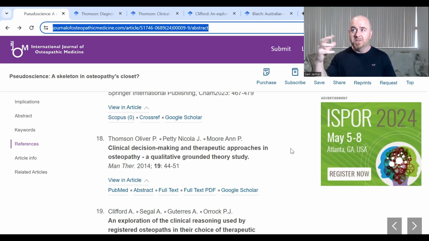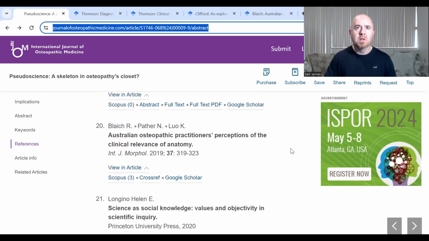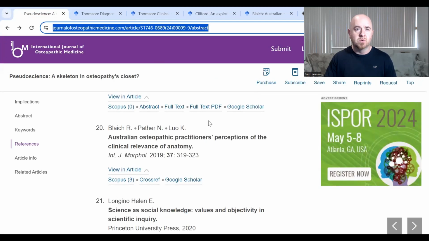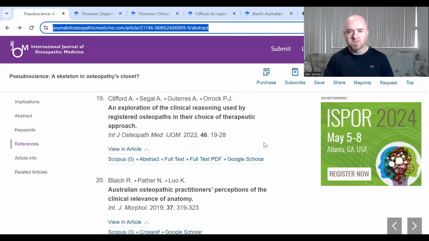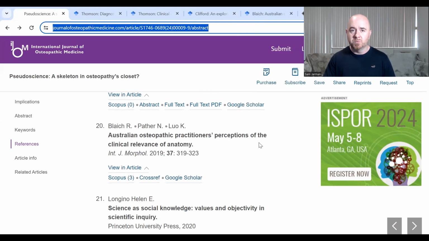And this is me just riffing and providing some commentary before I show you how I got to the place that I got to. I think the next one was that one? Yeah, that was Clifford. Okay. So then I got to number 19, exploration of the clinical reasoning used by registered osteopaths in their choice of therapeutic approach. Very similar to the previous one. Yeah. Australian osteopathic practitioners' perceptions of clinical relevance of anatomy. That was just sort of interesting. That didn't necessarily get me anywhere. It's just interesting. So that's a paper, if you're interested, you can look at.